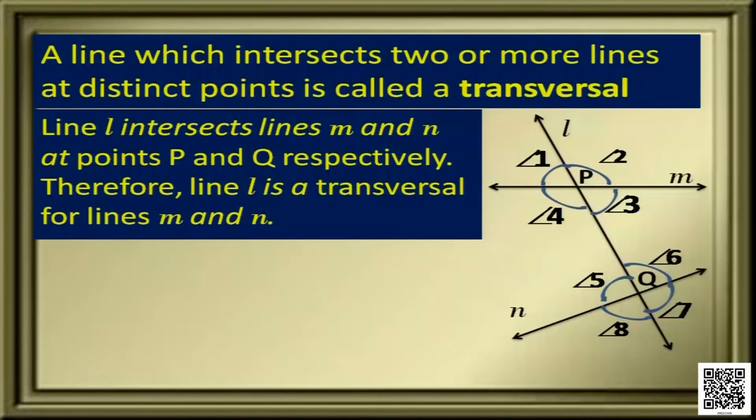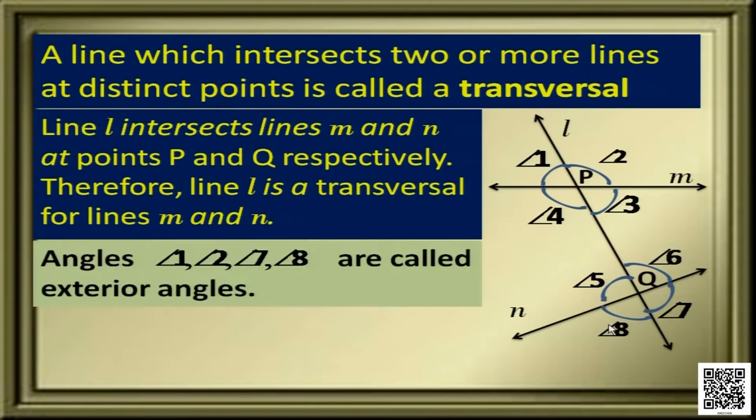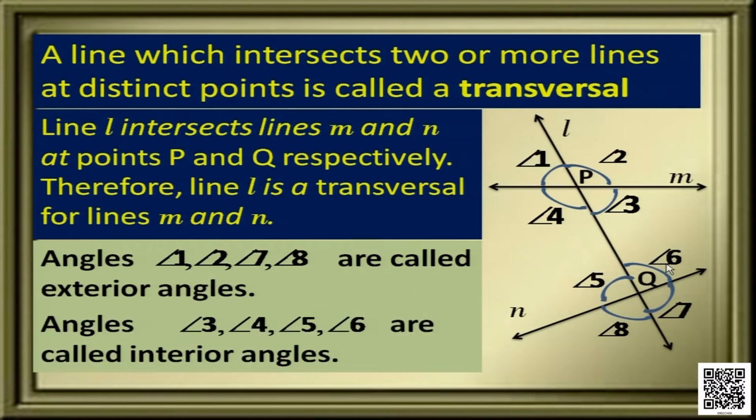Let's see. Here you see the angles 1, 2, 7 and 8. These four angles are called exterior angles. Similarly, in between the lines M and N, we have four angles, that is 3, 4, 5 and 6. These four angles are called interior angles.